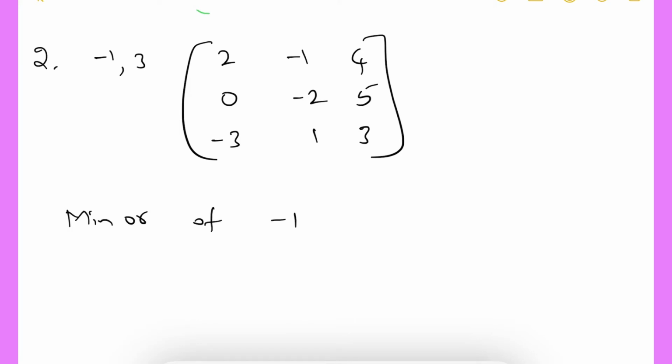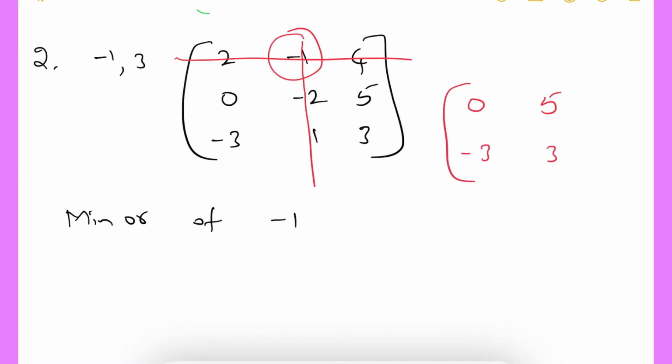So simply in the given matrix, wherever minus 1 is there, remove that complete row as well as that complete column. Here we have minus 1. In which row it is there, remove that row. In which column it is there, remove that column. Now we will remain with 4 elements. Make those 4 elements a 2 by 2 matrix: 0, 5; minus 3, 3. Now for this 2 by 2 matrix we need to find out the determinant.